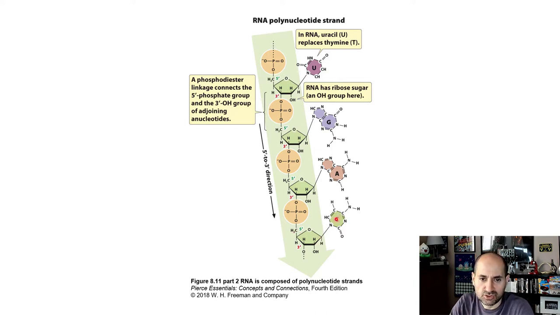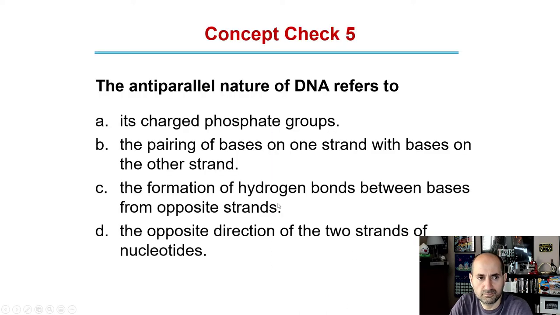You have your nitrogenous bases, C's, A's, G's, and remember, it's RNA, so you have U's. And don't forget, these sugars are ribose, not deoxyribose. You see this? I know because I see the hydroxyl group on the 2' sugar, on the 2' ribose carbon. So let's do a quick concept check.